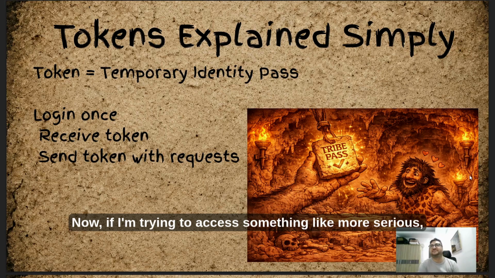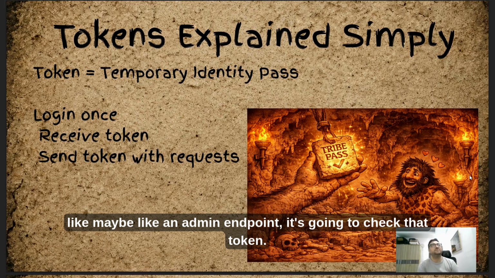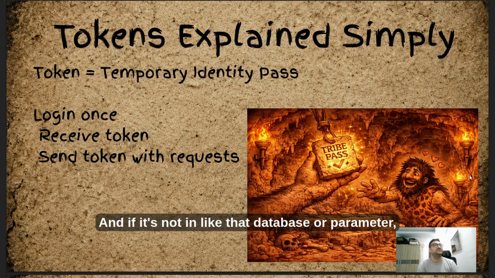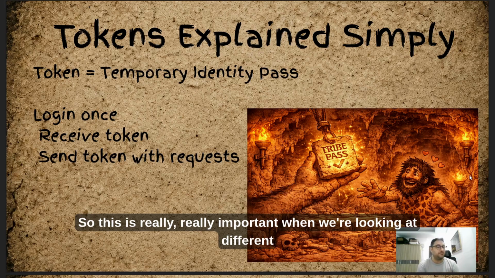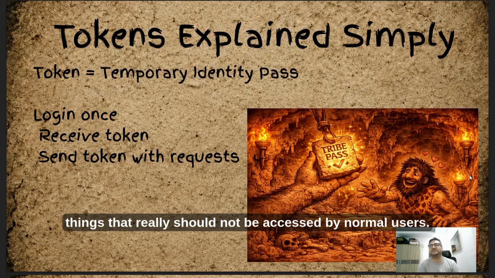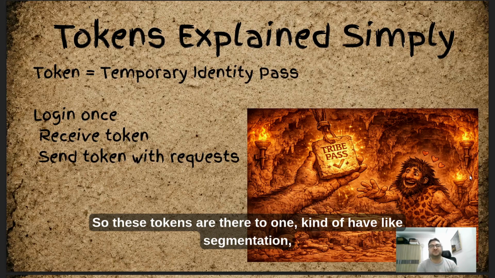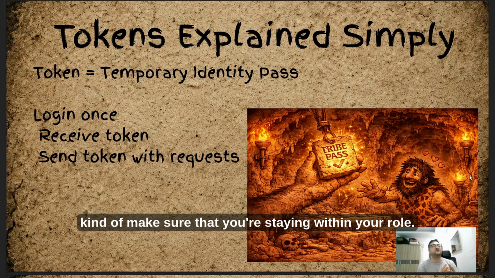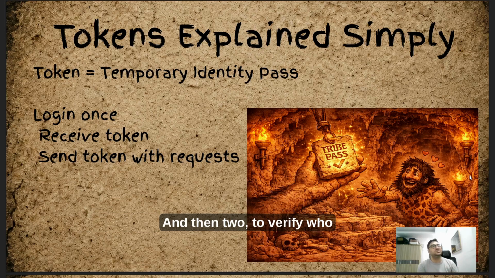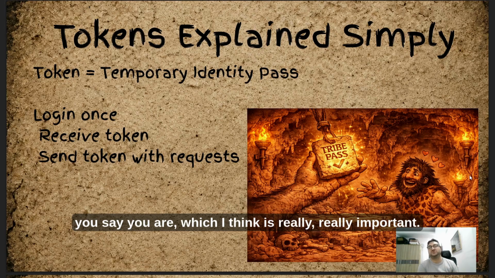Now, if I'm trying to access something more serious, like maybe an admin endpoint, it's going to check that token. And if it's not in that database or parameter, it's going to say, no, I'm not allowed to see that. This is really, really important when we're looking at different things that really should not be accessed by normal users. Normal users should not be able to access admin endpoints, databases, stuff like this. So these tokens are there to, one, have segmentation, make sure that you're staying within your role. And two, to verify who you say you are, which I think is really, really important.